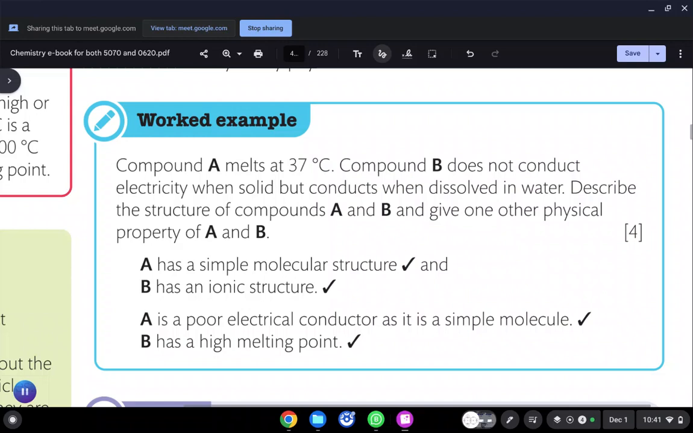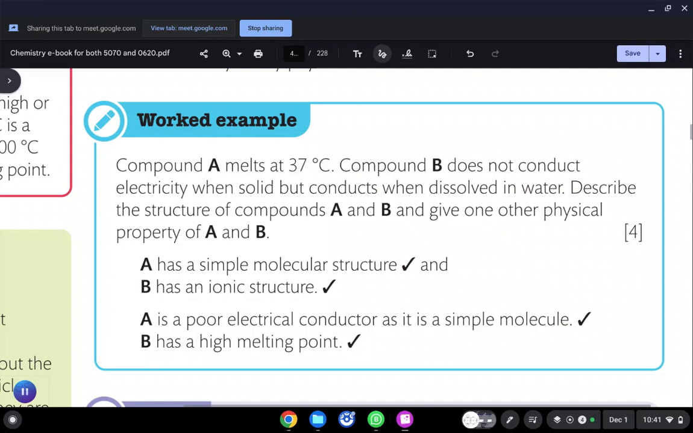And compound B does not conduct electricity when solid. Hmm. It seems that it is an ionic compound because it doesn't conduct electricity when solid, but conducts electricity when dissolved in water. Yes, it is an indication towards an ionic compound. And compound A reflects a low melting point, so it must be a covalent compound. We have to describe the structure of compounds A and B and give one other physical property of A and B, which is already mentioned.